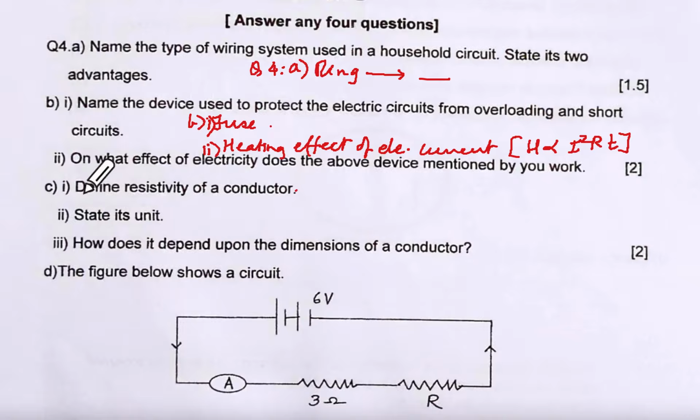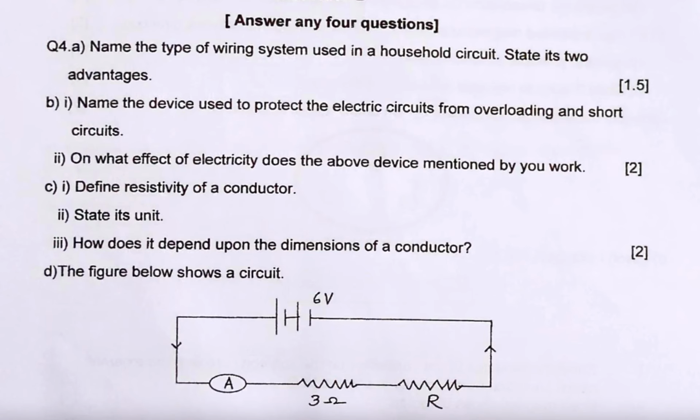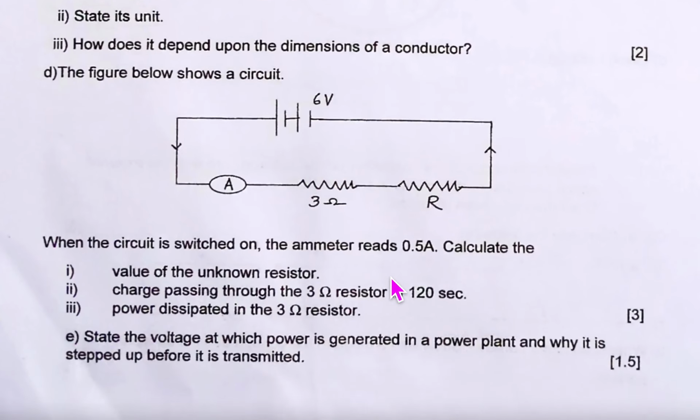Define resistivity. You can do that on your own. Unit on your own. How does it depend upon the dimensions of the conductor? It does not depend upon dimensions, because resistivity is for unit length and unit area of cross section. So it does not depend on dimensions. Okay, let us move to this one.